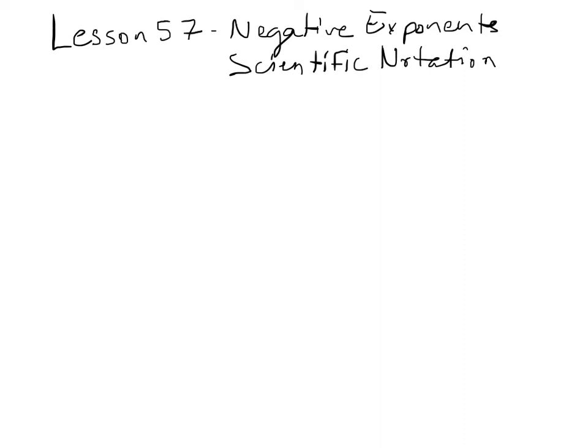Alright, 7th graders, lesson 57 here. We'll be working with negative exponents and scientific notation for small numbers.